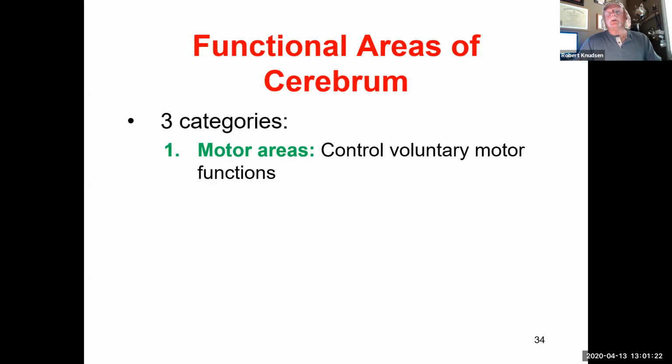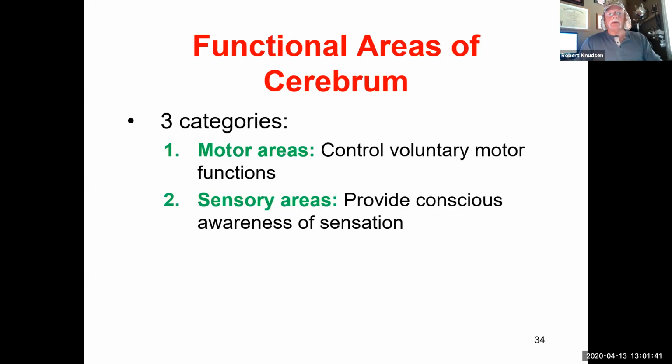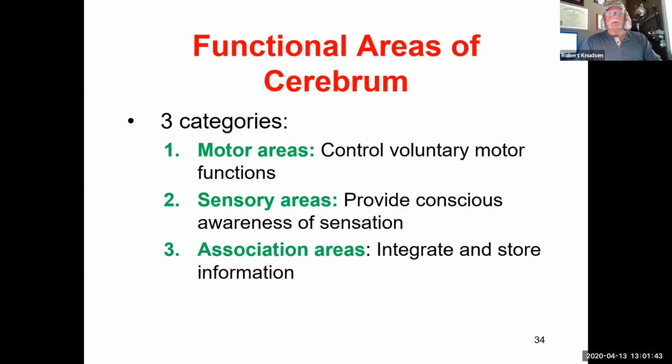Okay, functional areas of the cerebrum. Remember our functions: motor, sensory, and association, interneurons. Remember that? So we're going to take things in motor, or we're going to take them out motor. We're going to take them in sensory, and we're going to interpret them in between. So we have motor, sensory, and association.